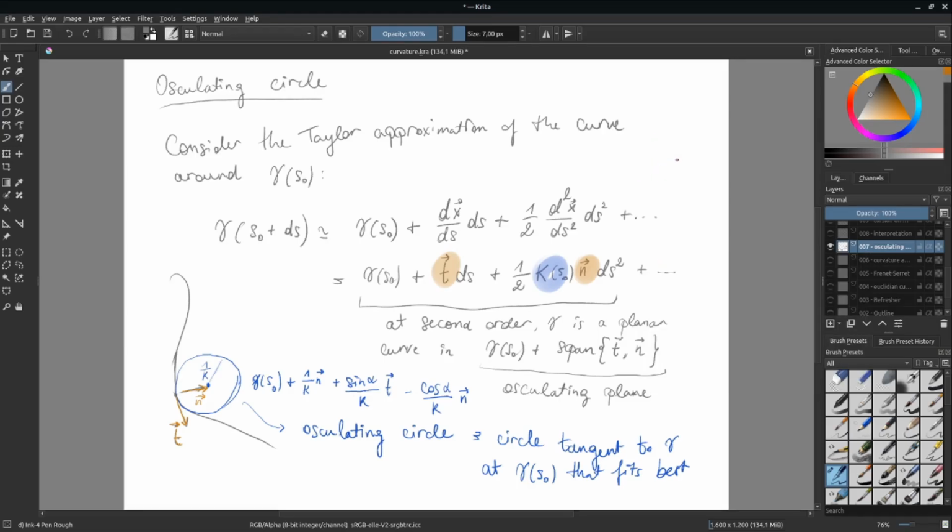So, to give one piece of intuition about curvature and torsion, let's look at the Taylor approximation of the curve around some point, and we'll only look at the second order. If we take the second order Taylor approximation, we have the point, then the tangent times ds, so the first order, which is not a surprise, and then we have 1/2 times the second derivative times ds squared, and we know that that is simply the curvature times the normal vector.